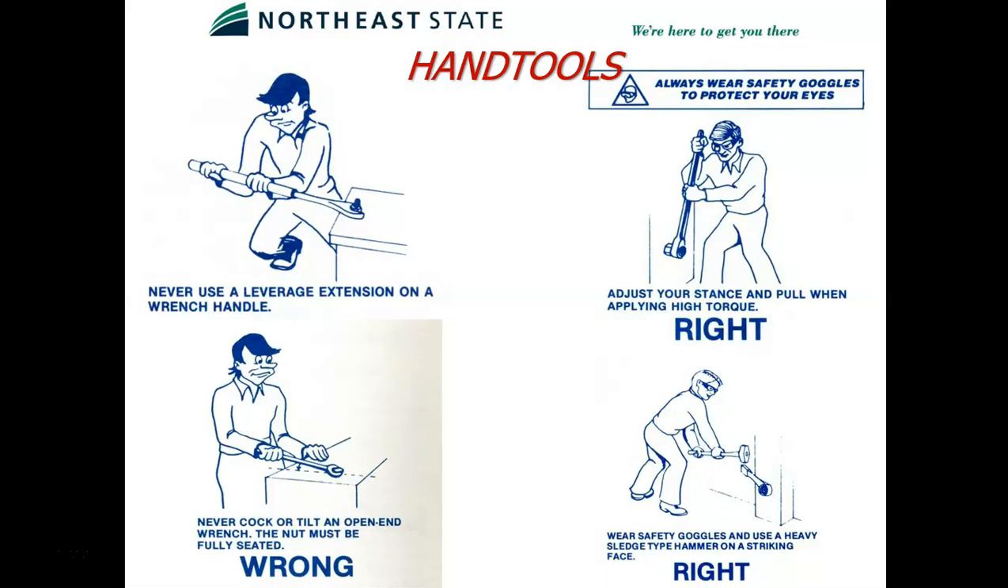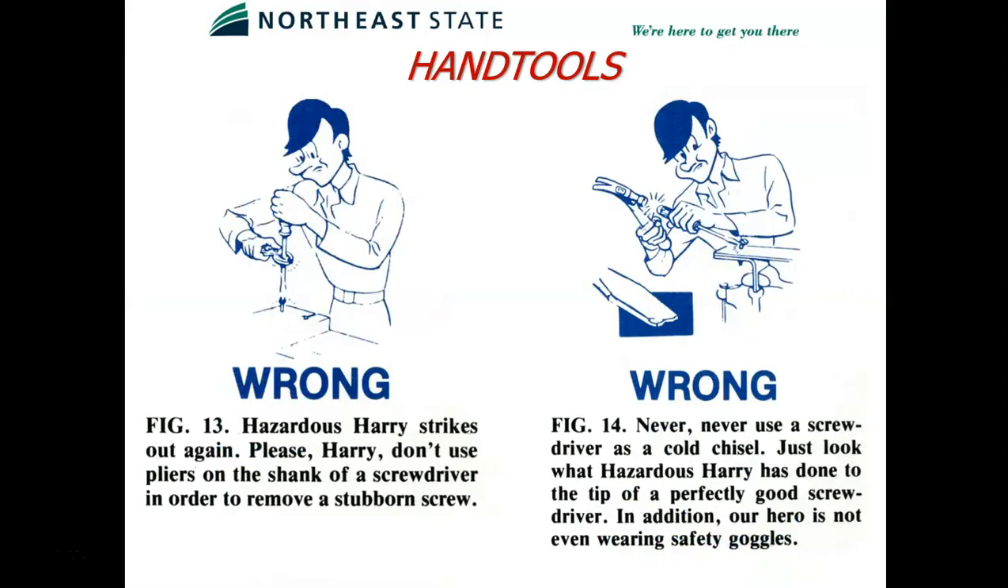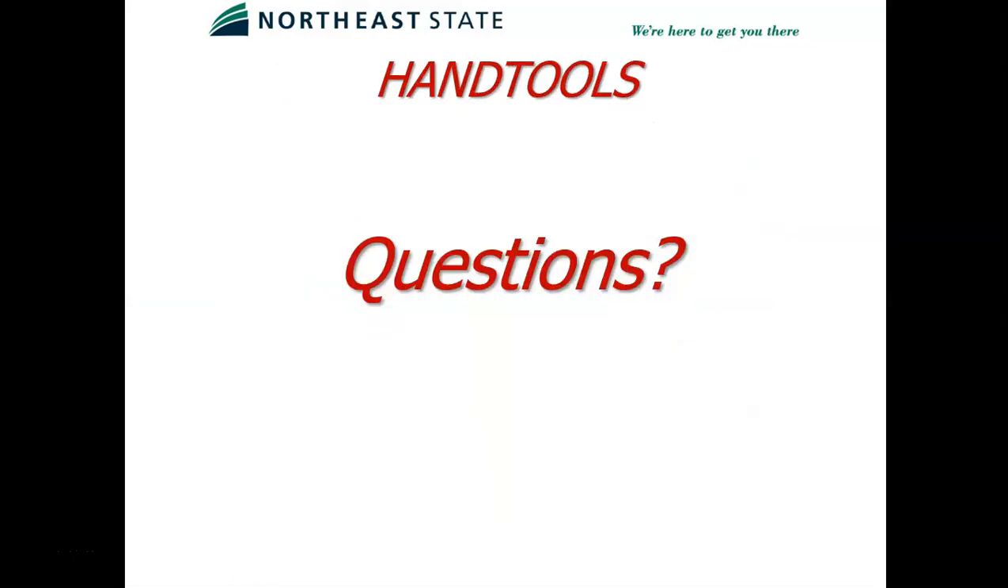And never use, the top left picture is using a cheater bar. So wrenches are only designed for so much torque. You put an extension onto that, you're going to gain a mechanical advantage to get more torque at the bolt or nut head, but you're also taking a chance of breaking the wrench and hurting yourself. So that's some do's and don'ts there. And some more do's and don'ts. Don't use the screwdriver as a chisel.